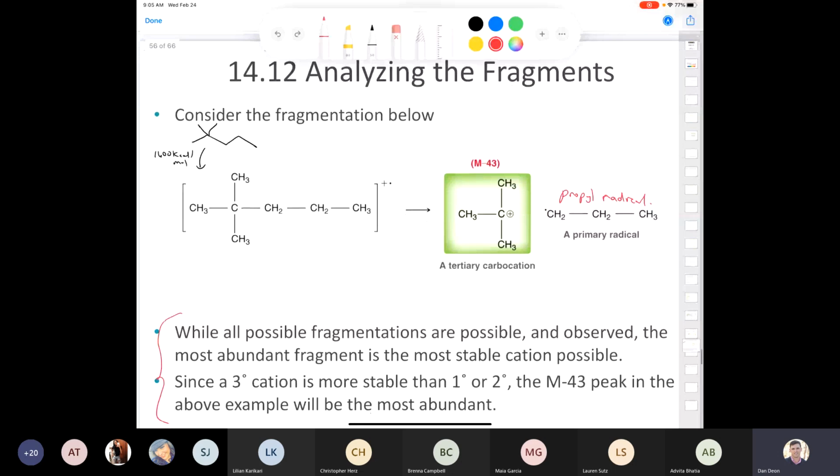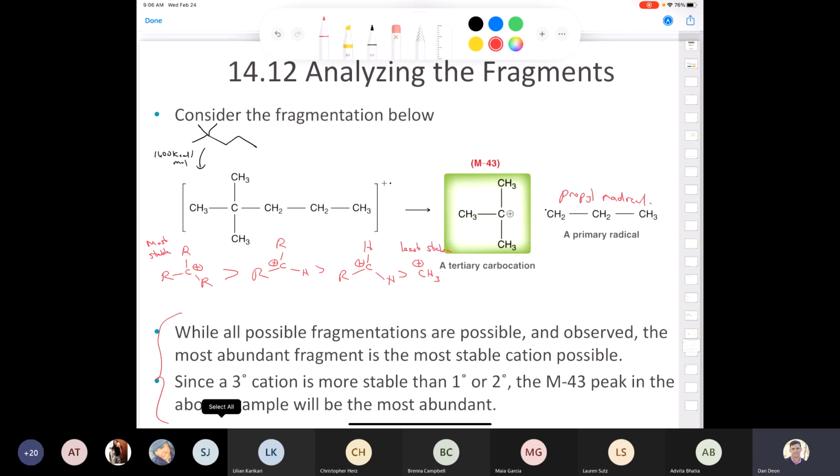Now, just to review, if you're unsure, when it comes to carbocations, a tertiary carbocation is going to be more stable than a secondary carbocation. Okay. And that's going to be more stable than a primary carbocation. And that's going to be more stable than a methyl carbocation. So a methyl is the least stable of all the carbocations. So most stable and least stable.